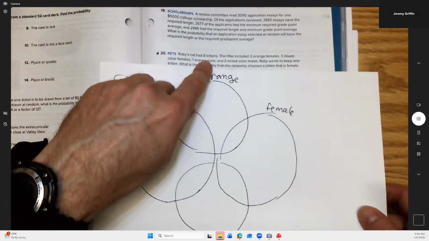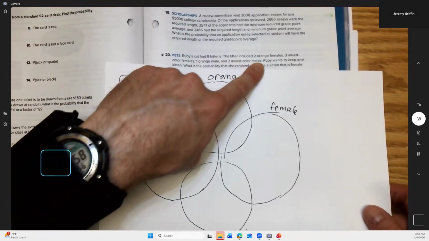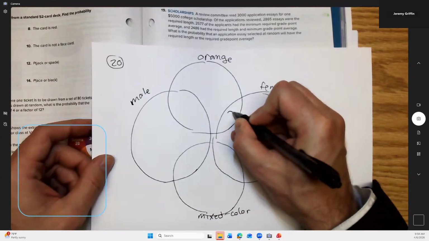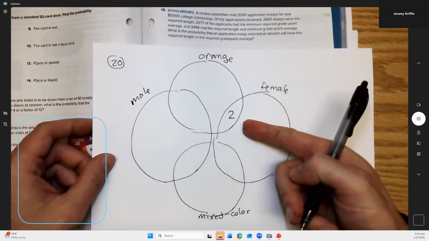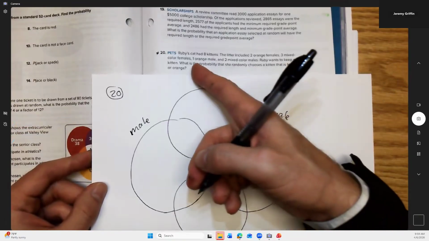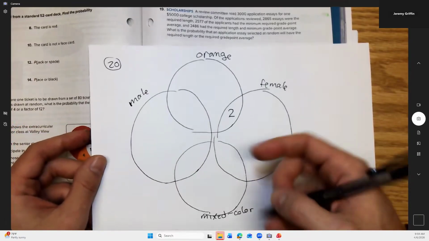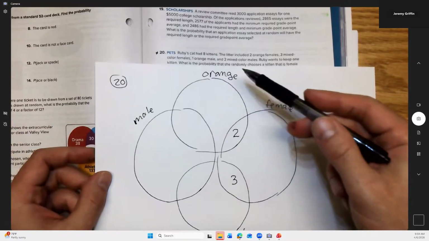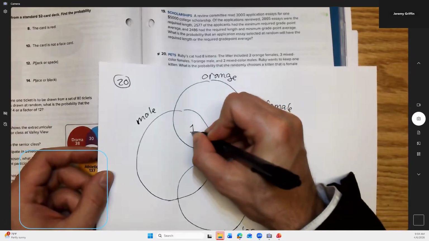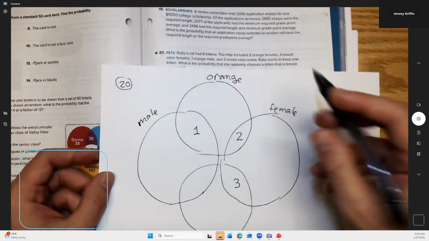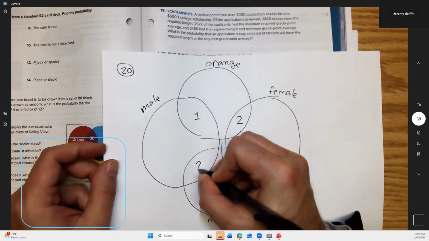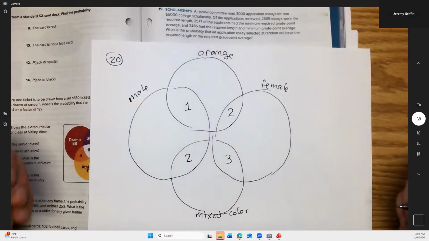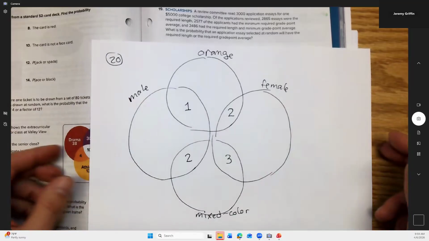So 8 kittens. We need to account for 8 kittens. We got 2 orange female. You can see where 2 orange female would go? That's right here. There's 2 kittens on the board. We got 3 mixed color female. So female, mixed color, there's 3 of those. 1 orange male, so that's right here. And 2 mixed color males, that's these 2 right here. Because what do all those numbers add up to? 8. So now we've accounted for all 8 kittens.